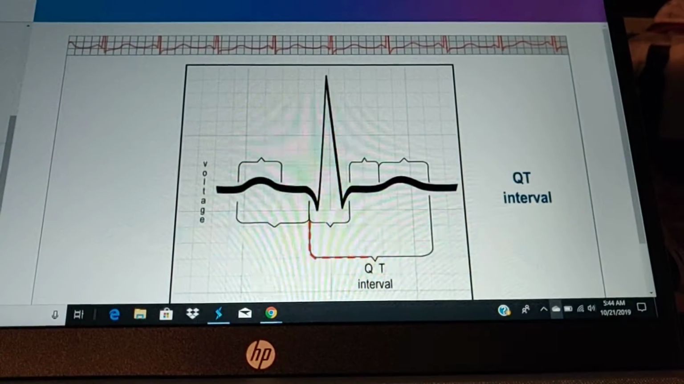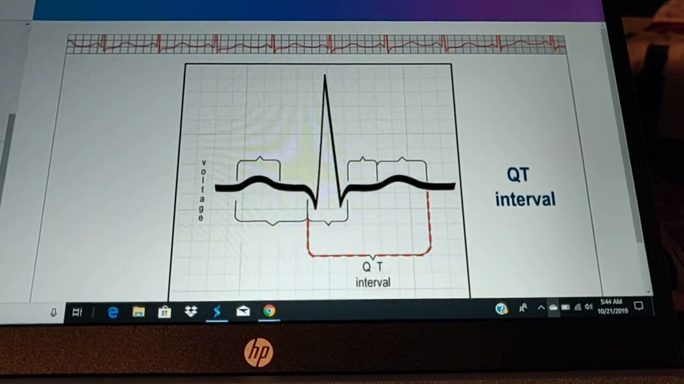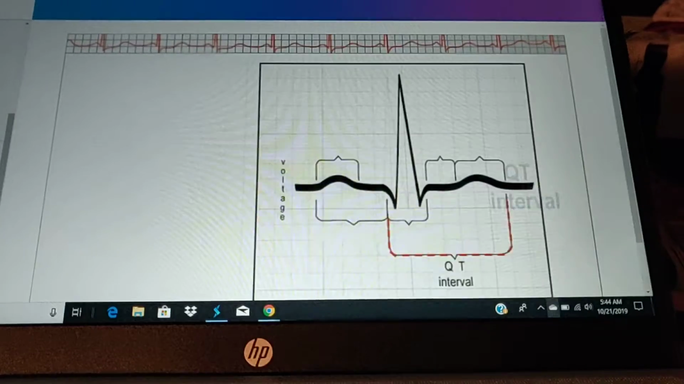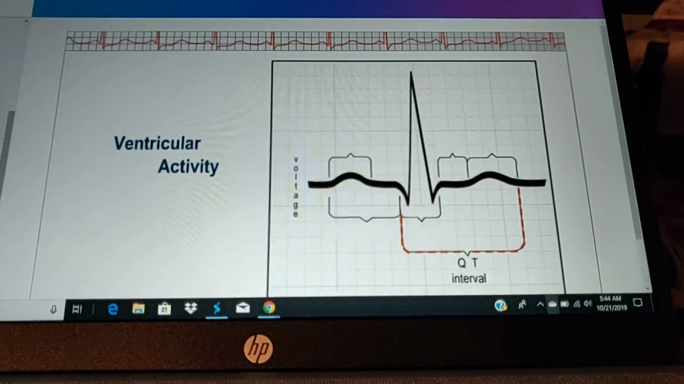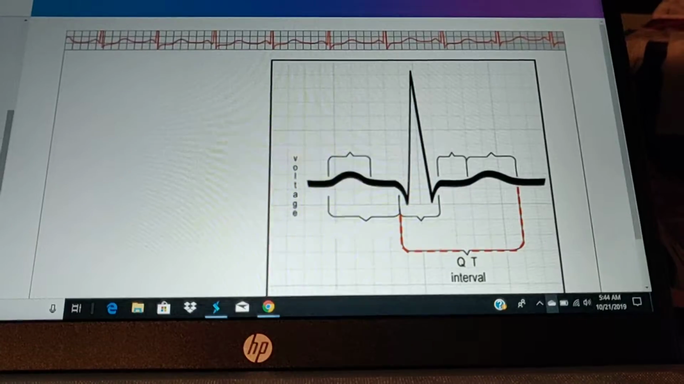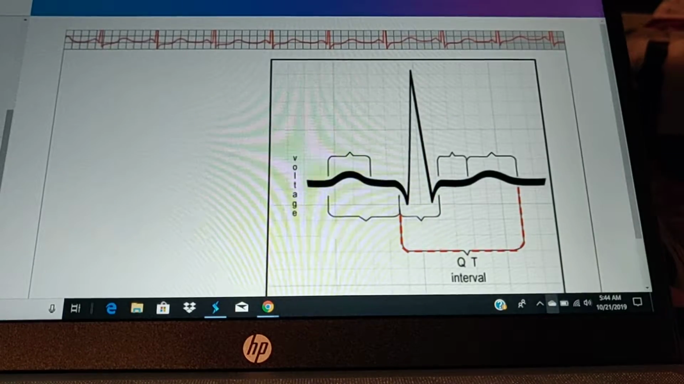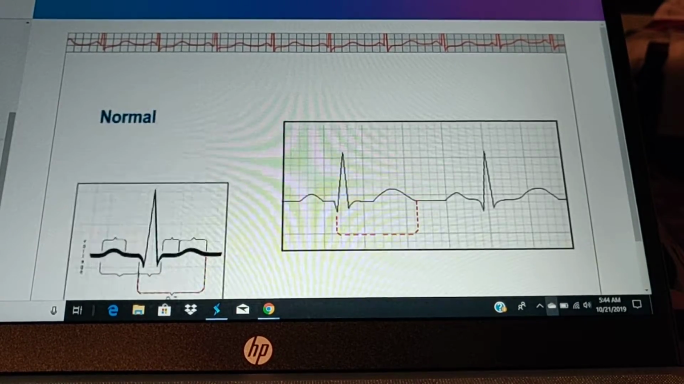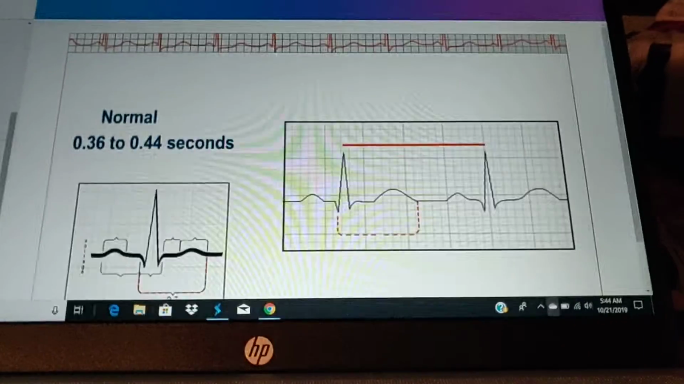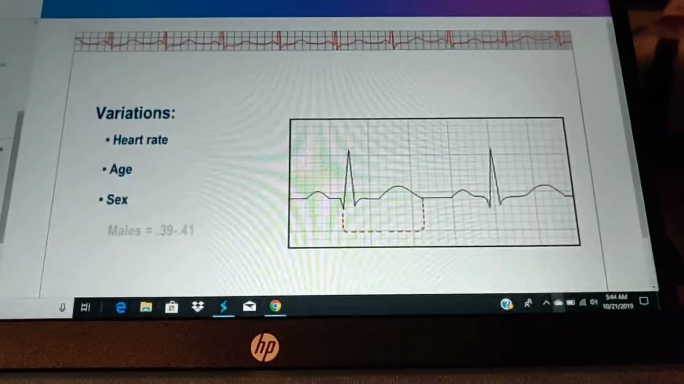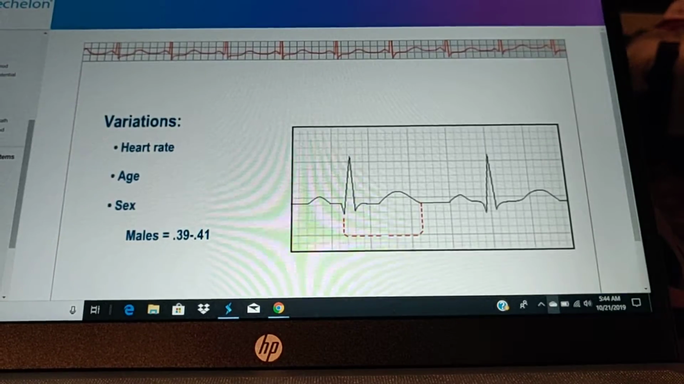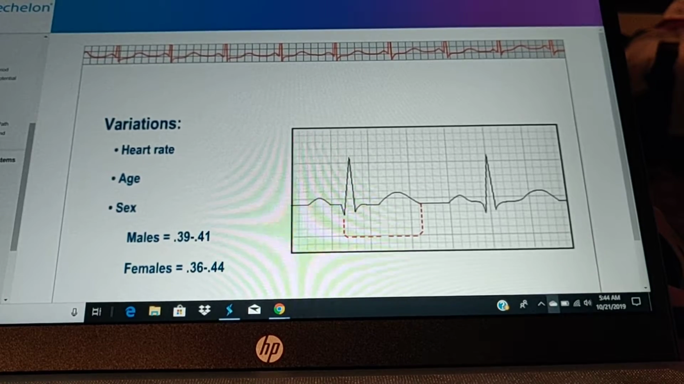The QT interval is the part of the waveform from the beginning of the QRS complex to the end of the T wave. It represents total ventricular activity, the complete time for the ventricles to depolarize and repolarize. Thus, duration is the most critical characteristic for evaluation. Normal duration is usually 0.36 to 0.44 seconds, less than half the distance between the consecutive R waves. This duration varies with heart rate, age, and sex. Normal ranges for men are 0.39 to 0.41, and for women, 0.36 to 0.44.